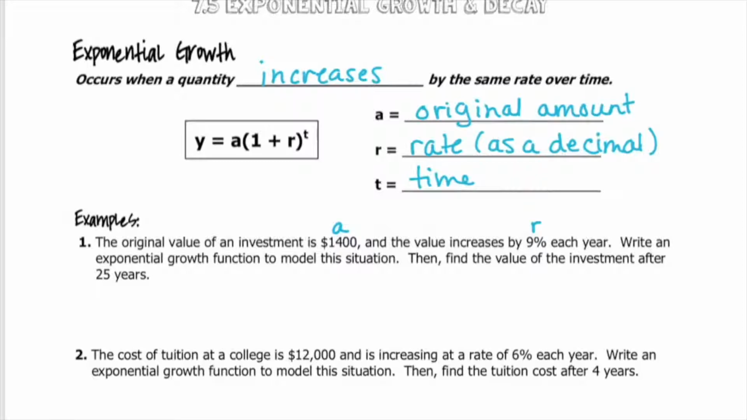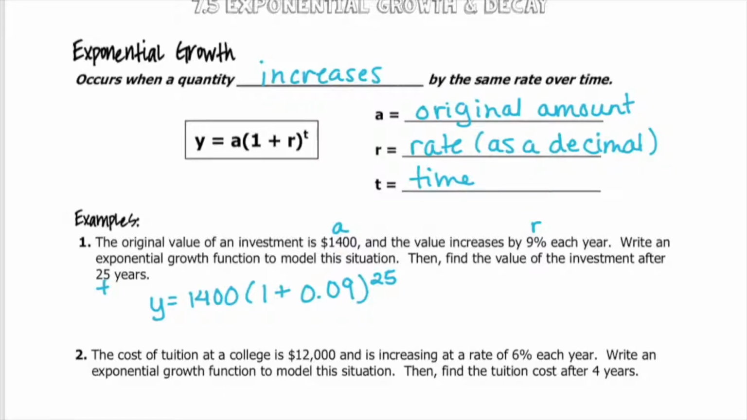All right, so we have A, which is 1,400. We have R, which is our 9%, and we have T, which is 25. So when we plug that in, we have 1,400 goes where A is, then we have parentheses 1 plus the rate. And if you think of 9% as pennies, how would you write down that you have 9 pennies? It would be 0.09. And then we're going to raise that to the 25th power, and that's because we have to find what it will be after 25 years.